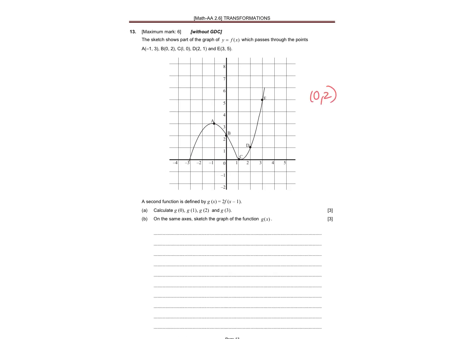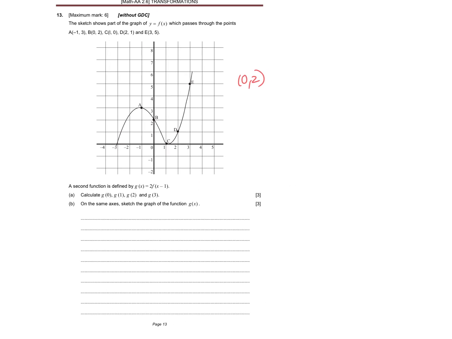for the f function, and then we've got, this is going right 1, and then multiplied by 2 on the y's. So g at 2, it was at 2, 1. So it goes right 1 to 3 and multiply by 2 on the y's. And g at 3 is 5. So right 1, multiply by 2 on the y's. On the same axis, sketch the graph of the function gx.